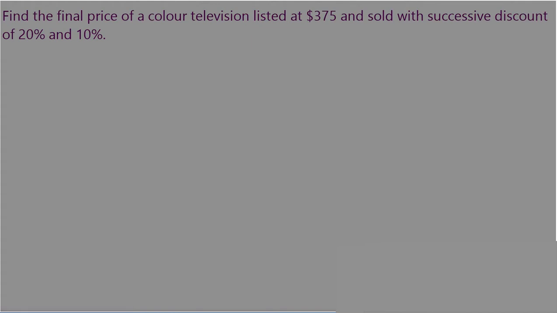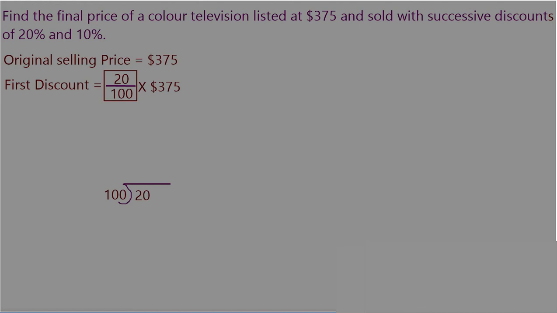Find the final price of a color television listed at $375 and sold with a successive discount of 20% and 10%. So this simply means that a discount of 20% was offered on the television price, and then the store decided to reduce the price again by 10% of the price it was reduced to. So the first discount is just 20% of the listed price. We can now find 20% of the listed price.